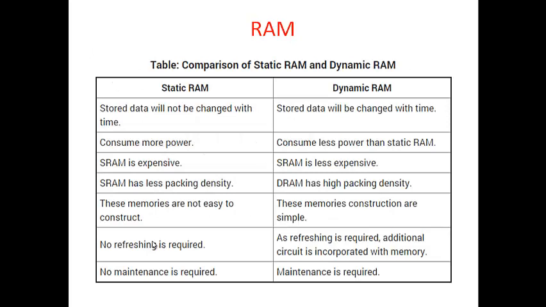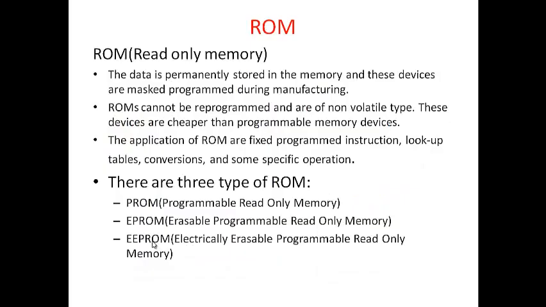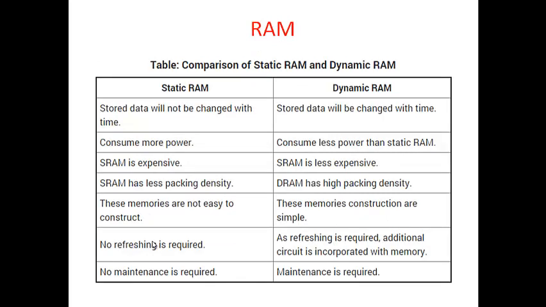Then we go on to the next type, that is random access memory. In random access memory, there are 2 types. One is static, another one is dynamic. In static, stored data will not change with time. So once you store it, it is stored there. I will not go and change it. Whereas in dynamic RAM, stored data will change with respect to time.